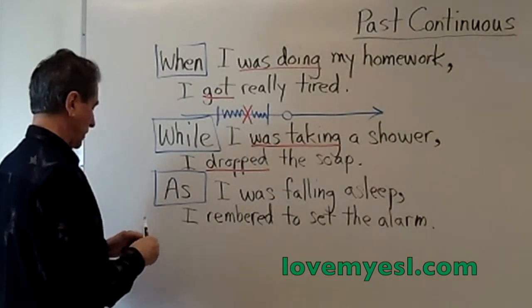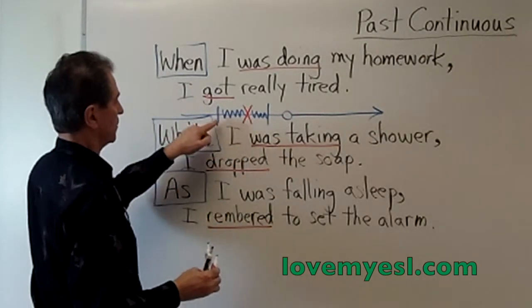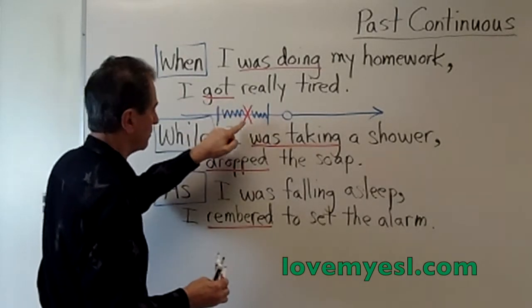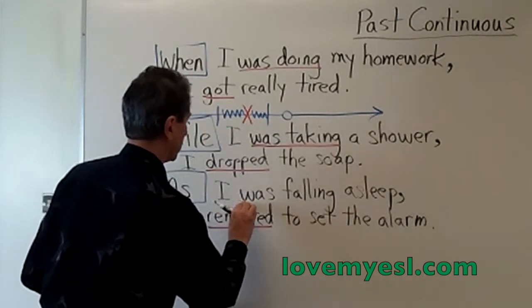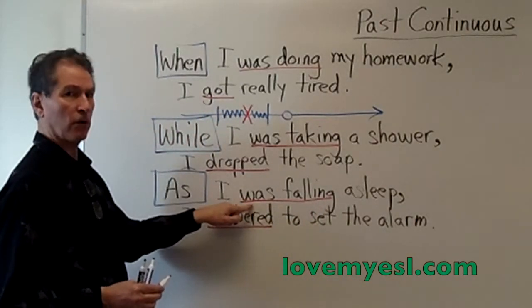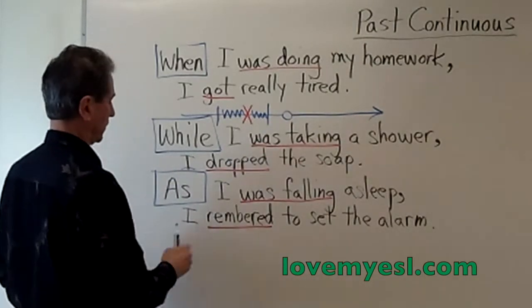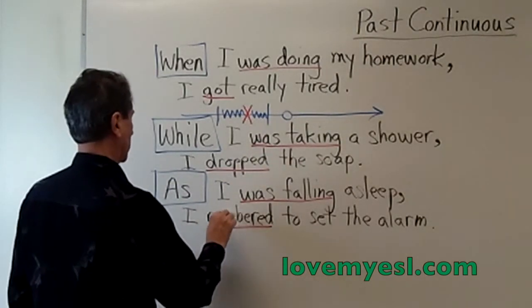Okay, remembered here is in the simple past because that's the fast action, just like that. So I was falling asleep and then I remembered to set the alarm, so I had to wake back up and set the alarm. Was falling asleep is the longer action. Remembered is in remembered. Whoops, look at that. I misspelled remembered.